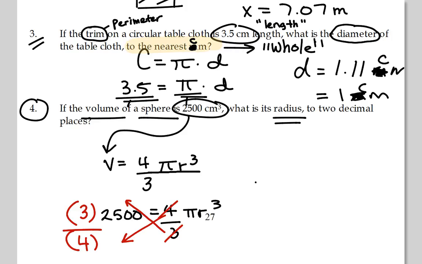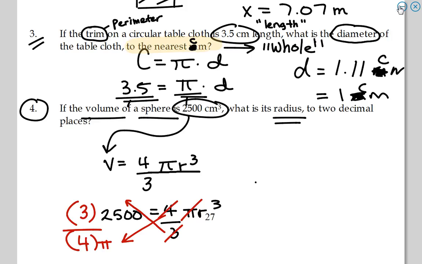Have we isolated the r yet? What's still in the way? Pi. Where does pi go? Downstairs on the left. Okay, and now the calculator. I think a lot of people could do that, especially if they studied, no problem.